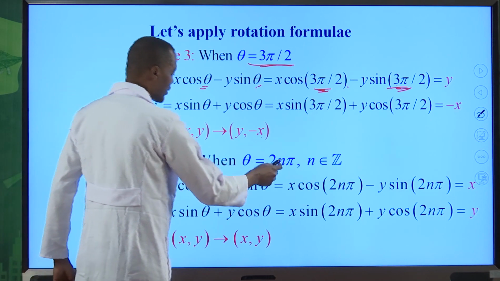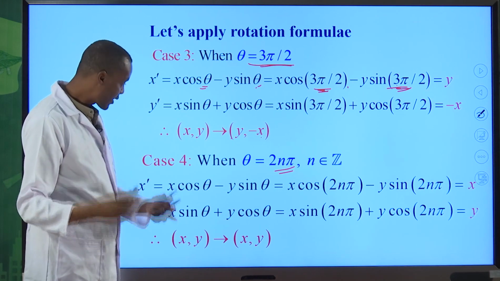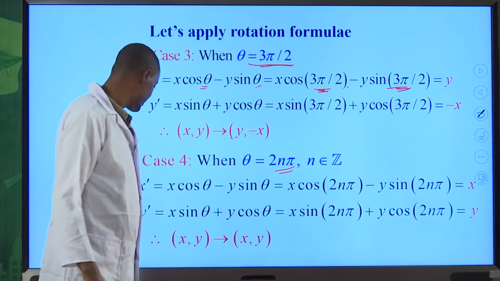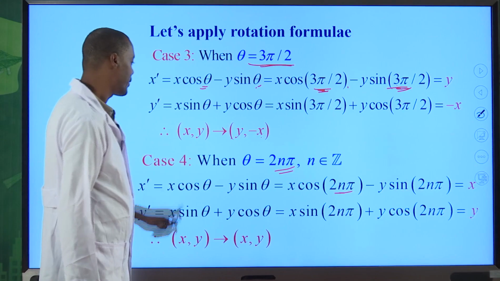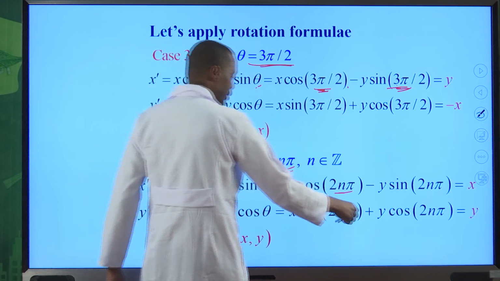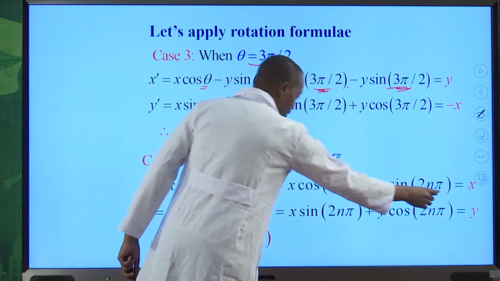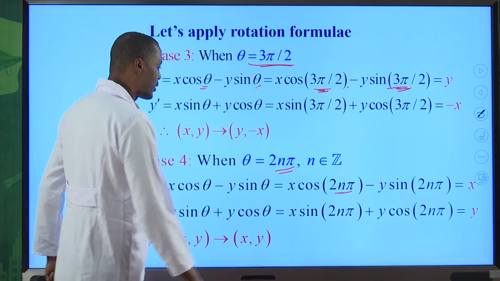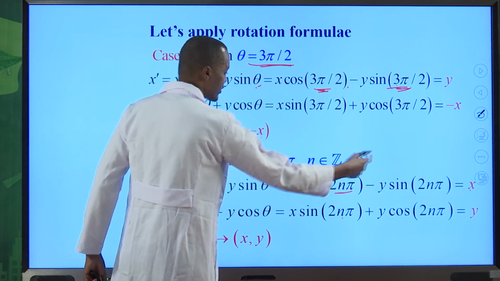When theta is 2nπ, whenever n is an integer, that is an integral multiple of 360 degrees, x prime is equal to x cosine theta minus y sine theta. You directly substitute 2nπ, which is an integral multiple of 360 degrees. After reducing this, you will get x prime to be x, and y prime is equal to y, because sine of 360 degrees is 0 and the cosine of 360 degrees is simply 1.